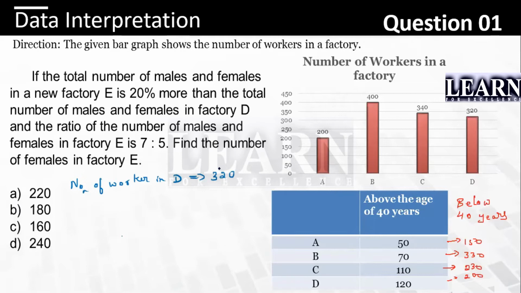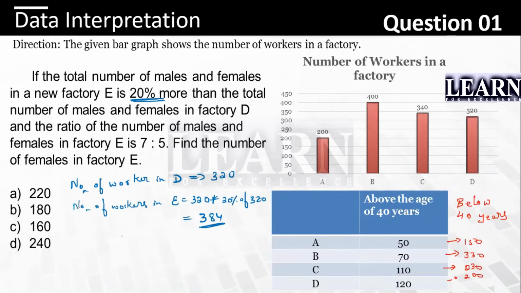Now, what they have told, the number of workers in factory E is how much? It is nothing but 20% more. So I can say 320 plus 20% of 320. 20% of 320 is 64, so 320 plus 64 is 384, right? It's nothing but 384. This is done with the number of workers.